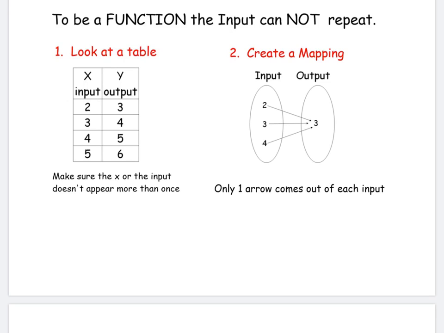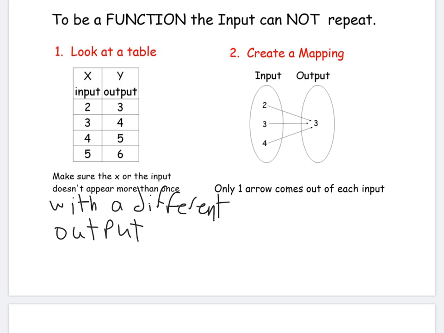One aspect of looking at something to determine if it's a function is looking at the table. When you look at a table, the x, if you remember from the vocabulary, is the input and the y is the output. You have to look that the x, or the input, does not appear more than once, and I'm going to add something to this: with a different output, because the x can repeat as many times as we want it to, but the output has to be the same thing. Like if we put in a 2, we have to get a 3 out every single time.